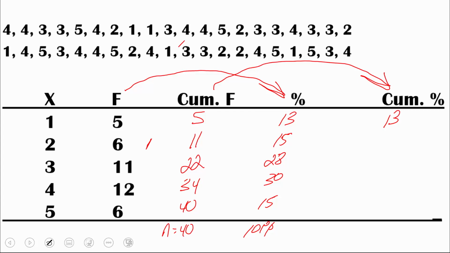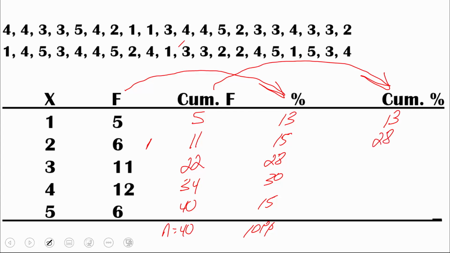Now, the easy method would be to take that 13% and then add this 15%, representing the percentage of students who scored a 2. But remember, because sometimes we're doing some rounding, that could actually lead us astray. That's why I recommend focusing on those cumulative frequencies. It says 11 students scored a 2 or less. So let's take 11 and divide that by 40. That equals 0.275, which we would round to 28%.